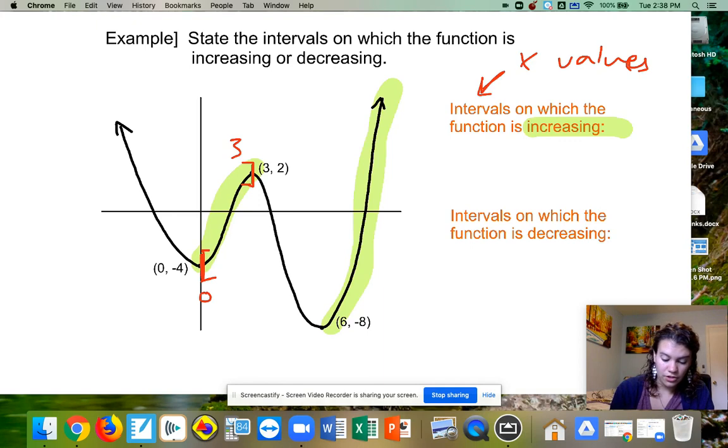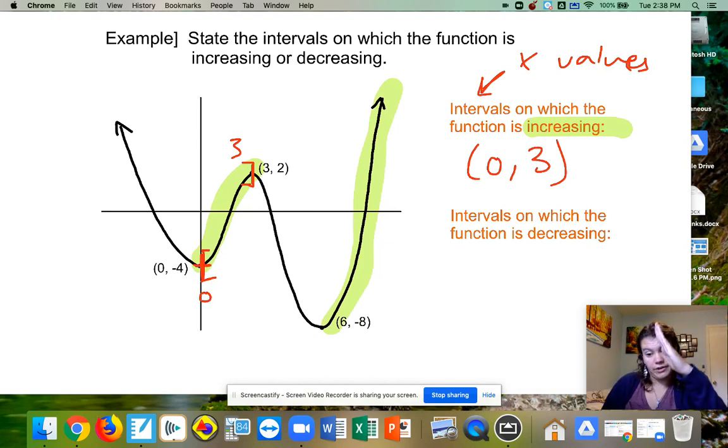And note, you're going to have open parentheses here because you can't actually be increasing or decreasing at this point. If you're sitting right here, you're flat. You're not going up, you're not going down. You're just at like an equilibrium. So you're not increasing or decreasing.